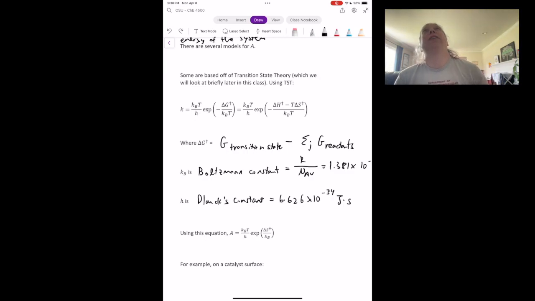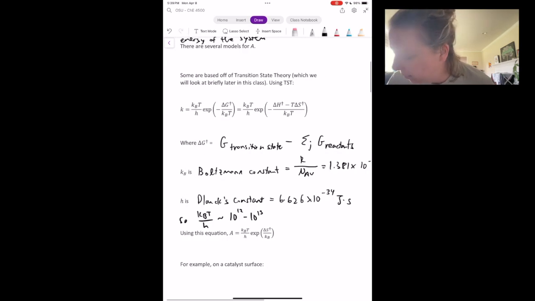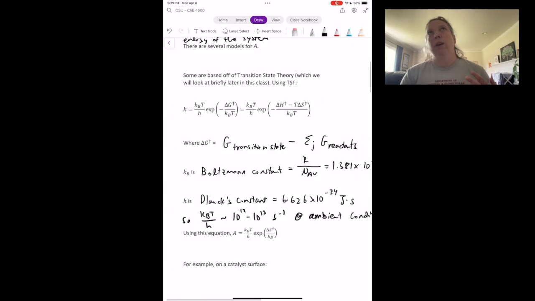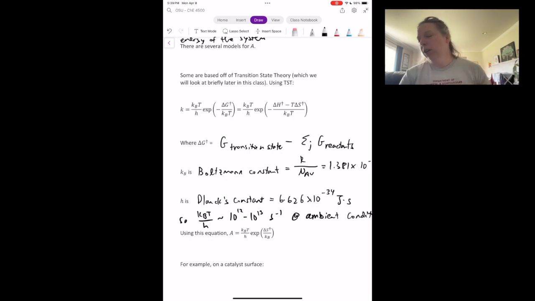So if we take these two numbers and put them into this equation, this term here is on the order of 10 to the 12th or 10 to the 13th under ambient conditions. We'll say kBT over h is 10 to the 12th to 10 to the 13th, and that would be in units of per second at ambient conditions. So you think about that leading up to a total number of occurrences. Based on this particular term, it's putting us on an order of 10 to the 12th or 10 to the 13th occurrences happening per second.